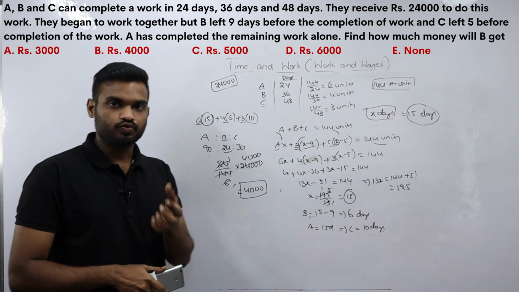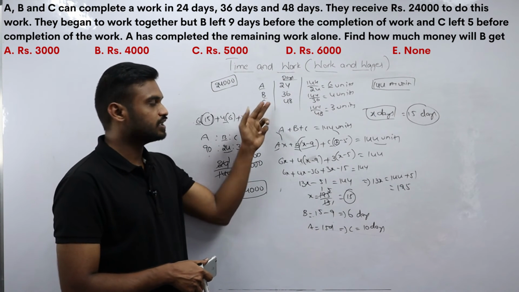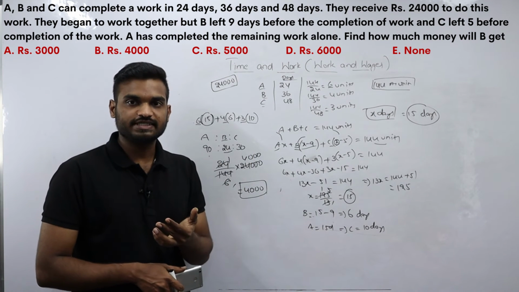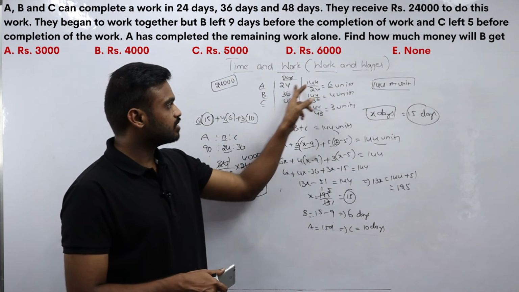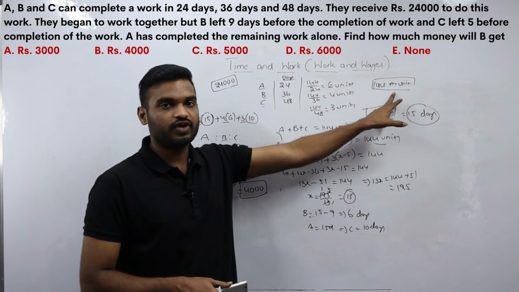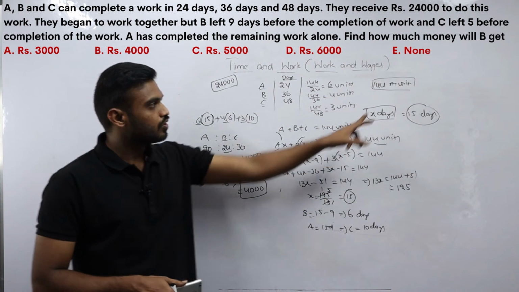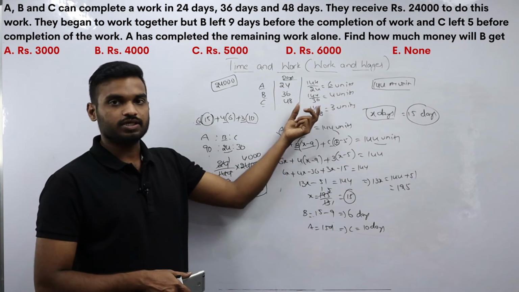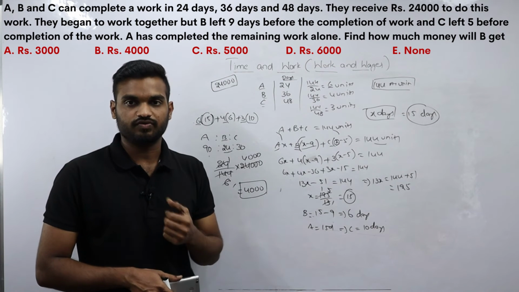First of all, to find the share of B, we need to find the efficiency of A, B and C. To find efficiency, we need the total amount of work to be done. So the LCM of 24, 36 and 48 is 144 units, which is the total amount of work to be done. Now we know the total work and the efficiencies, but we don't know how many days each individually worked to complete the work.